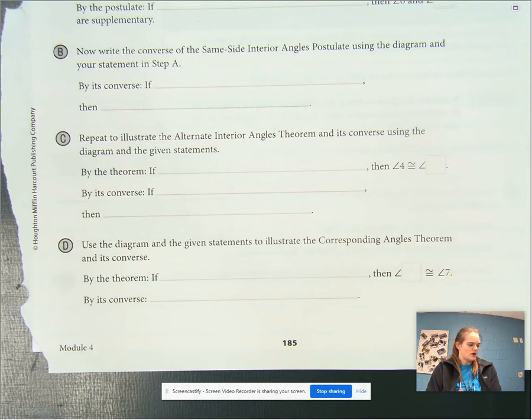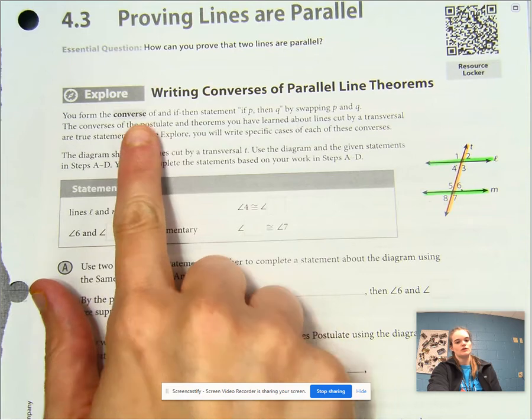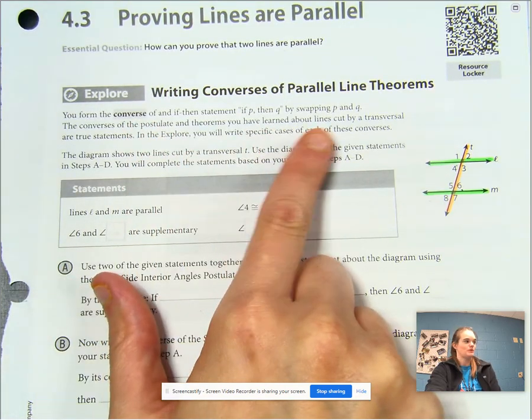Yesterday we talked about the theorems: corresponding angles, alternate interior angles, same side interior angles. We also talked about alternate exterior angles, but we're not going to do that as much today. What we are going to talk about is how to actually prove that lines are parallel. In order to do that, we're going to form some converses. You form a converse of a theorem, which is the if-then statement. If P, then Q, by swapping P and Q.